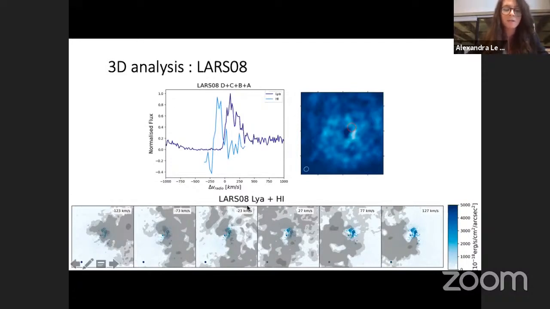On the bottom panel, you have another way to see that, which is the HI channel maps overlaid on the HI image. From the left, you go from the blue shifted side to the more red shifted side. And what you can see is that when you look at the most red shifted part of the HI disk, you don't have HI in front of the Lyman alpha image. So that could really explain why it's easier for the Lyman alpha to escape there.